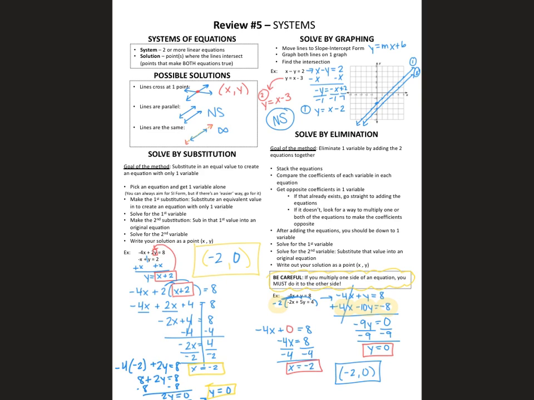So again, system of equations, you've got two or more lines. The solution is you're looking for where they cross, and you can use either graphing, substitution, or elimination to solve for that.